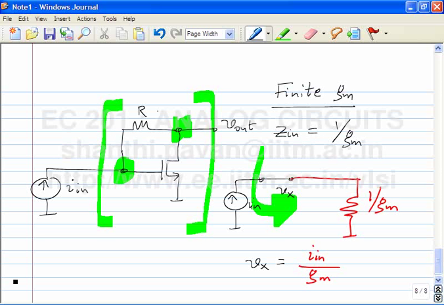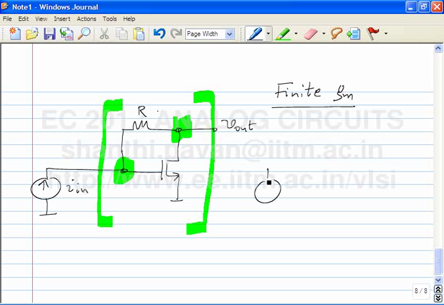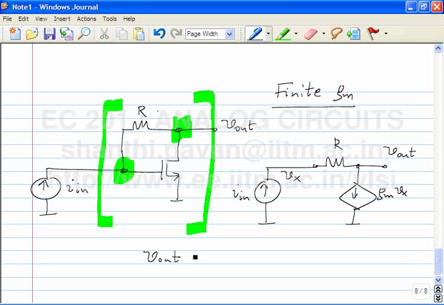The next thing is to find the transimpedance. If I had to find the transimpedance, I am left with no other option but to actually draw the circuit. This is Vx, this is In, this is Gm Vx, this is R, this is Vout. How will I find Vout? Vout is nothing but Vx minus In times R. That's simply Kirchhoff's voltage law. Vout is Vx minus the drop across the resistor. The drop across the resistor is In times R, since the current through the resistor is In.